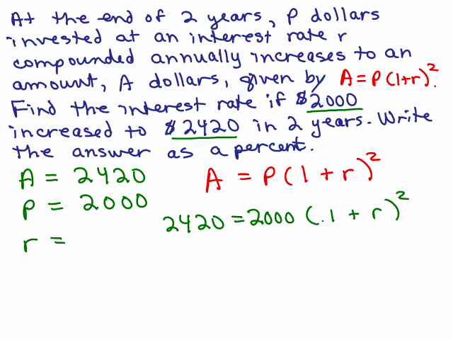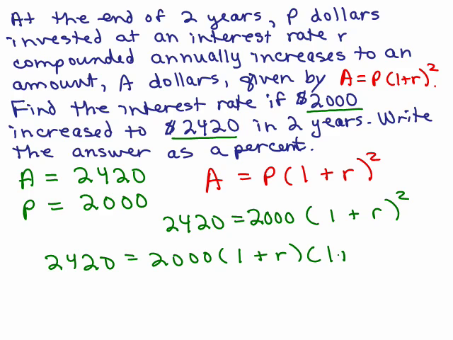Well, I need to simplify this over on the right-hand side. So the first thing I need to do is square that binomial. So I'm going to need a lot of space here. I'm going to get rid of this R for now. 2420 equals 2,000 times (1 plus R) times (1 plus R). Now I'm going to do the FOIL method and first multiply these out. If you want, you could do 2,000 times one of the parentheses first. I think it's easier to first square just the 1 plus R. So first, outer, inner, last.